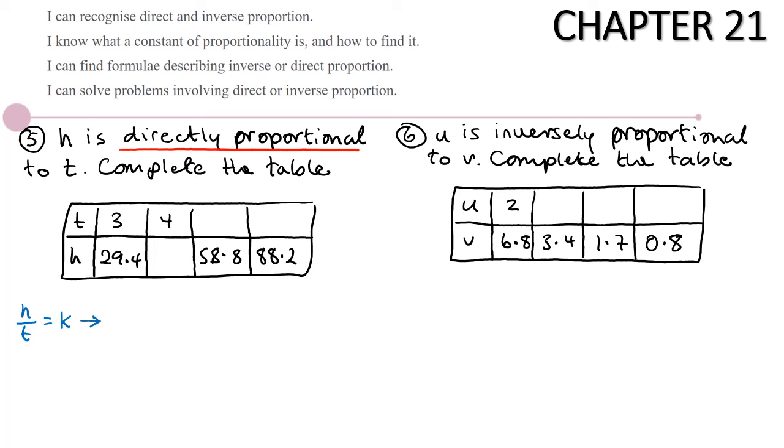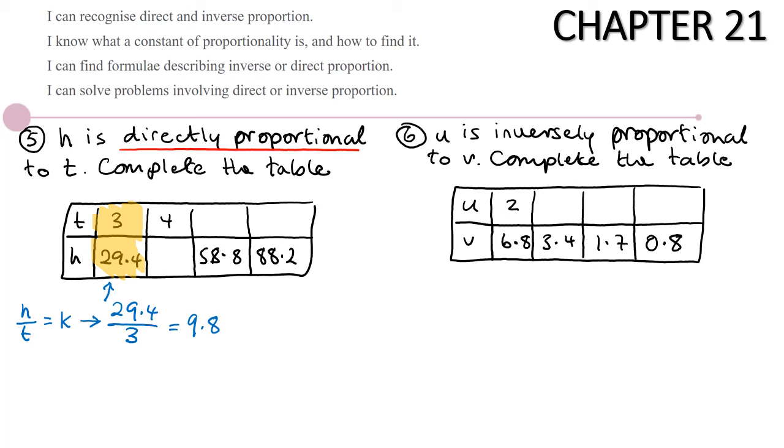So h divided by t will give me k. Now what I do is I use the information in the first column here, because I have both of those values. I have h and t, can't use anywhere else in the table. So to find k, it's going to be 29.4 divided by 3. So let's work that out. 29.4 divided by 3. I get 49 over 5, which is 9.8.